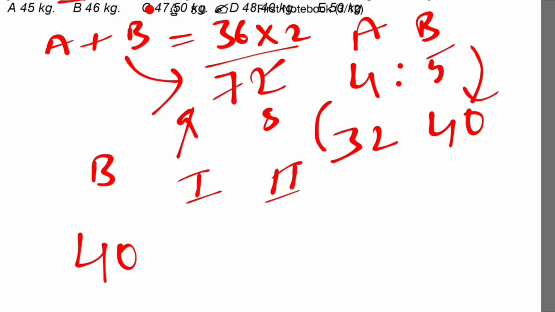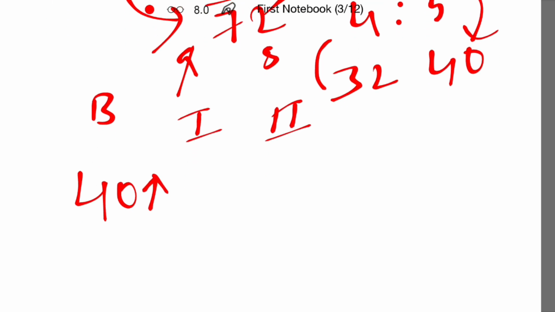Now we have the first year and the second year. Every year the weight increases by 10%. 10% of 40 means 4, so 40 plus 4. In the first year, B's weight is 44.